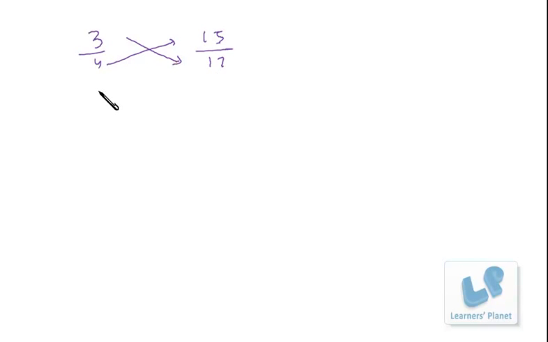This into this you write over here, that is 51, and this into this you write over here, that is 4 into 15, 60. So 60 is definitely bigger, so 15 by 17 will be greater than 3 by 4. So this is the cross multiplication method.